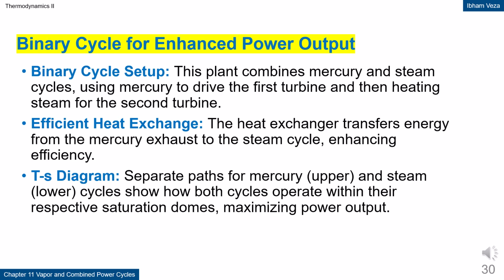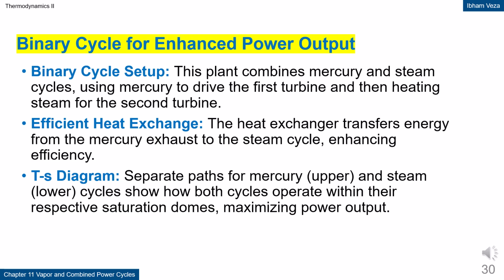In this binary cycle, the first working fluid is used to produce work in the first turbine. The remaining heat from this cycle is then used to drive the second cycle. In this way, energy is extracted in two stages.